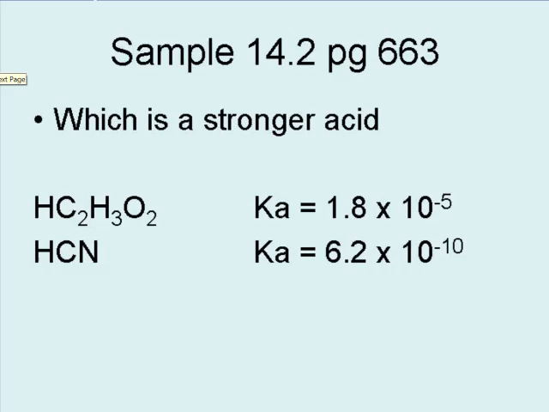Go ahead and pause the video and figure out which one you think is the stronger acid of these 2. If you said acetic acid, you are correct. If you said because it has a larger Ka value than HCN's, then that's the reason why. 10 to the -5 is larger than 10 to the -10. Since acetic acid has a larger Ka value, more of it's going to dissociate, producing more hydrogen ions.